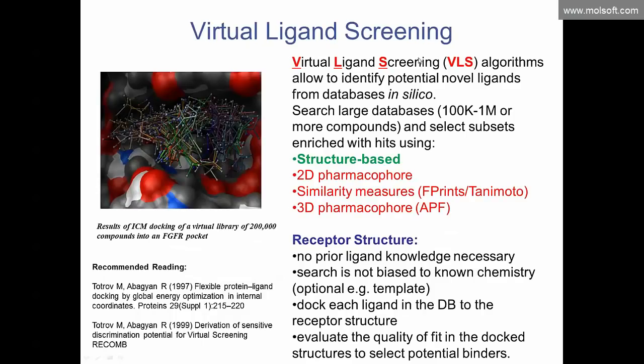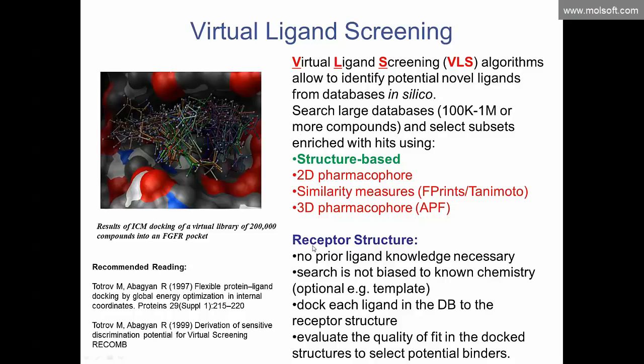Virtual ligand screening, VLS, we call it here at Molsoft. It's inbuilt algorithms for structure-based screening. You can also do 2D pharmacophore, similarity screening, fingerprints and Tanimoto distances, and also 3D pharmacophore screening. But these are ligand-based methods. So today's webinar, we're concentrating solely on structure-based. It enables you to screen large databases, depending on your capacity, your number of processors available, or amount of time you have on the cloud. You can screen millions or thousands of compounds. It depends on the capacity of your computer.